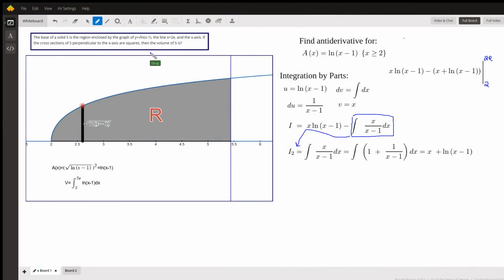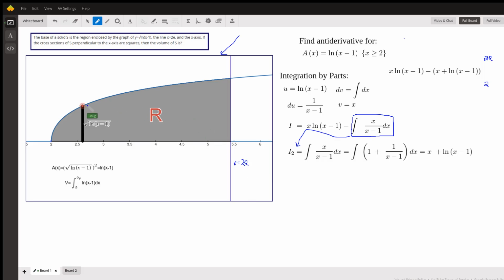Okay, this graph or this picture of a graph here sets up the problem. We've got this region where this blue curve is the function y equals the square root of natural log of the quantity x minus 1, the x-axis, and the line x equals 2e. That's what this line is right here.